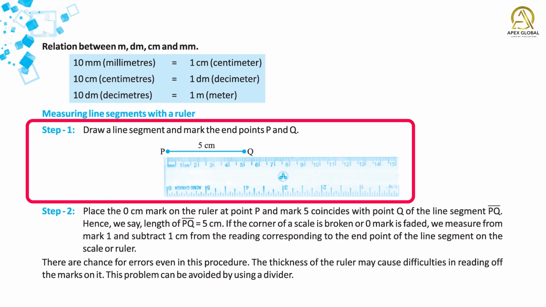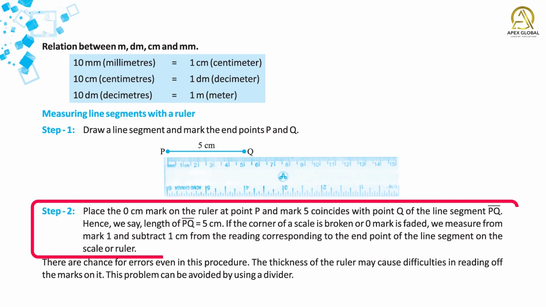Step 1. Draw a line segment and mark the endpoints P and Q. P, Q, 5 cm. Step 2. Place the 0 cm mark on the ruler at point P and mark where 5 coincides with point Q of the line segment PQ. Hence, we say the length of PQ is equal to 5 cm. If the corner of a scale is broken or the 0 mark is faded, we measure from mark 1 and subtract 1 cm from the reading corresponding to the endpoint of the line segment on the scale or ruler.